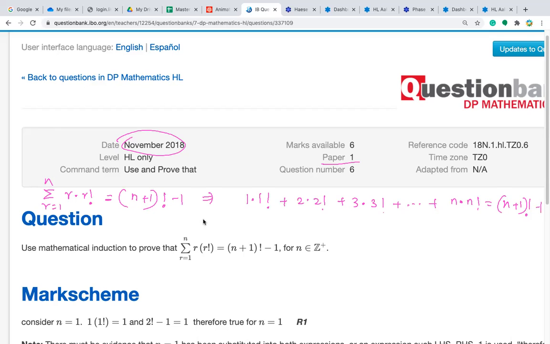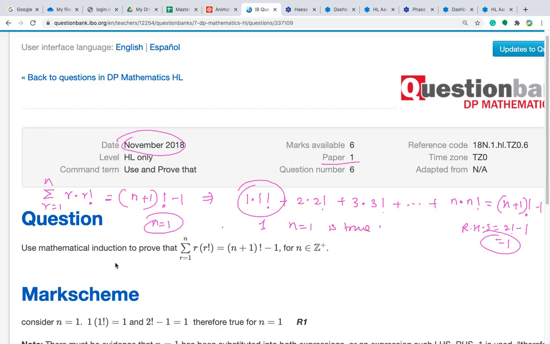So what we get here is, if I take n equals 1, the sum of the first term is actually 1 here. And the right hand side is 2 factorial minus 1, which is nothing but 1. So since my left hand side and right hand side are the same, n equals 1 is true.